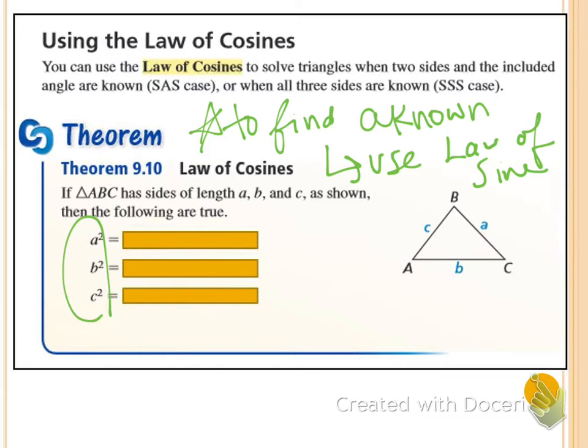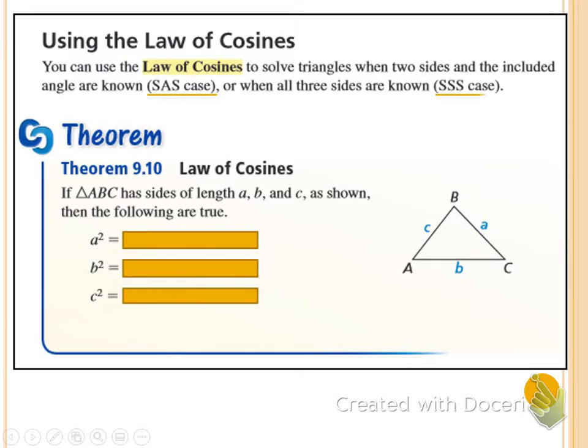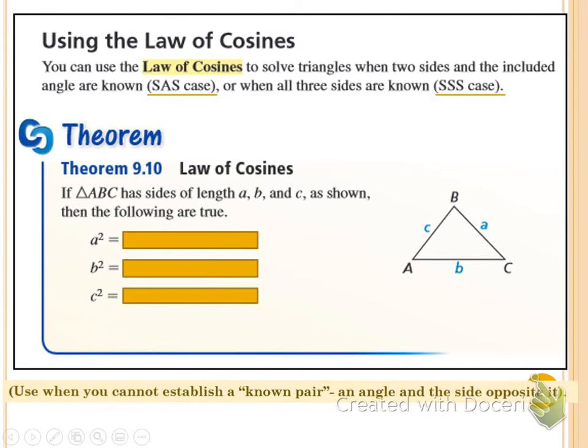So there are 3 formulas, and they all have the same pattern. Remember that lowercase letters represent sides, and uppercase letters represent angles. Okay, so let's look at this. You use this to establish a known pair. That is our goal: we want an angle and the side opposite of it. So here's how we do that.